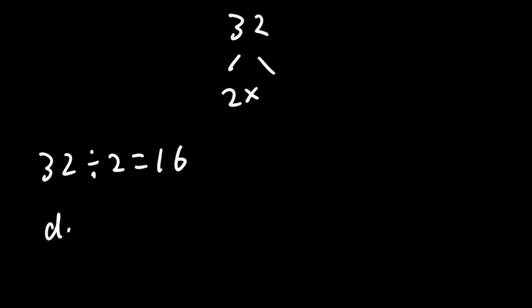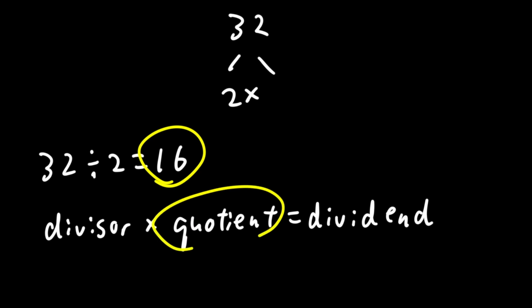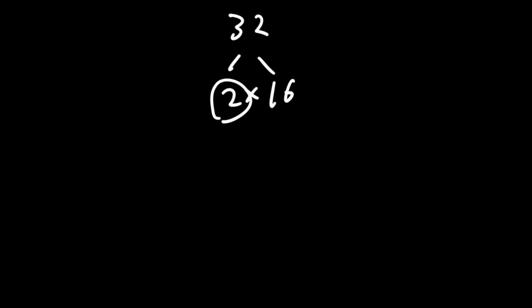Recall that the divisor times the quotient equals the dividend. In this case, 16 is the quotient and 2 is the divisor. Notice how that means we can write 16 here, because 2 times 16, the divisor times the quotient, equals the dividend, 32. Now, is 2 a prime number?